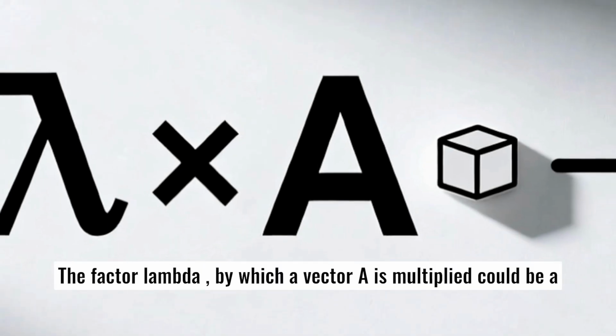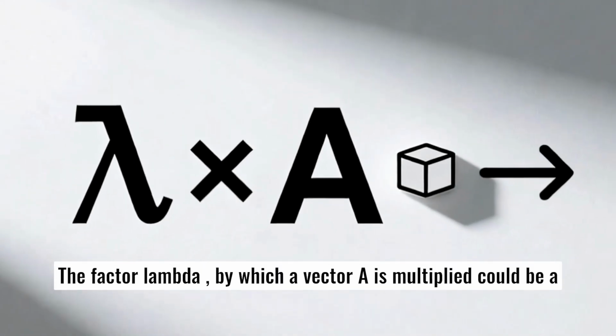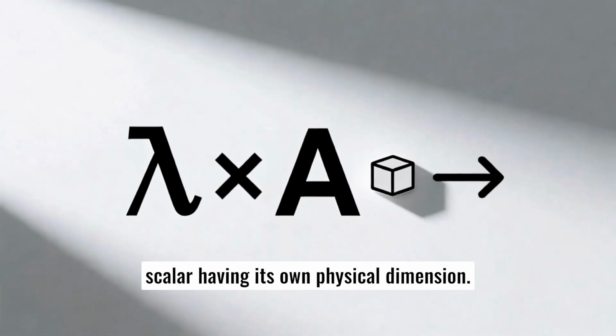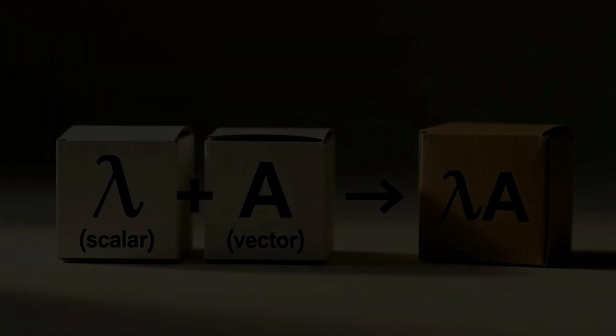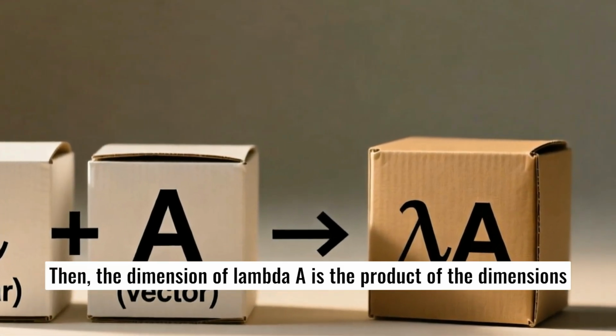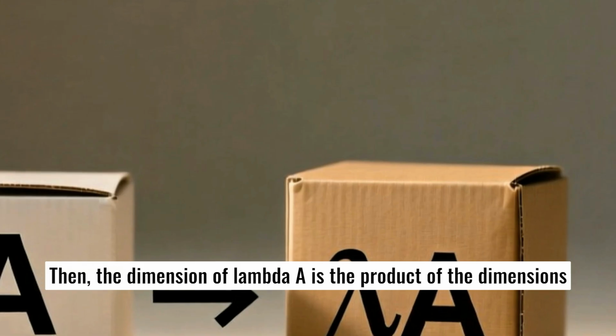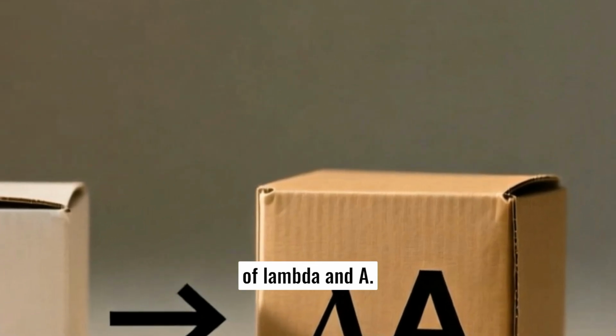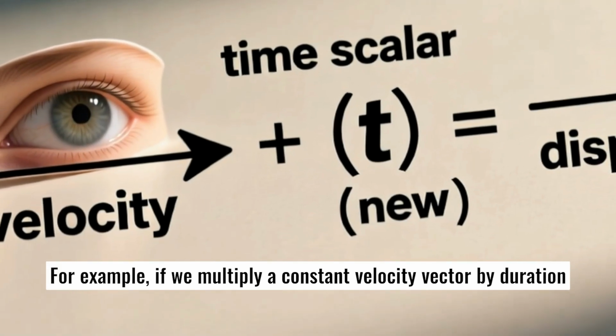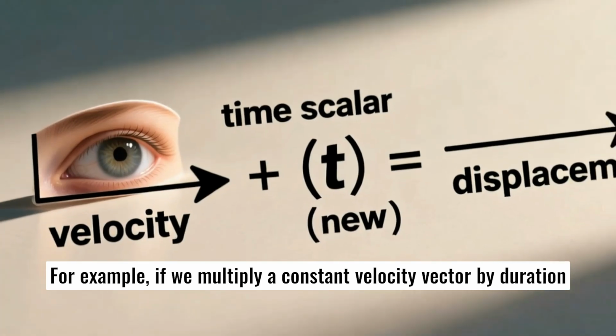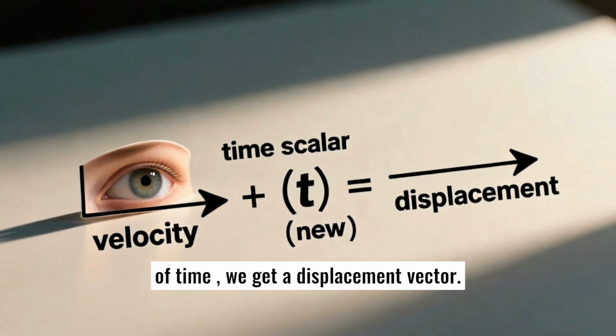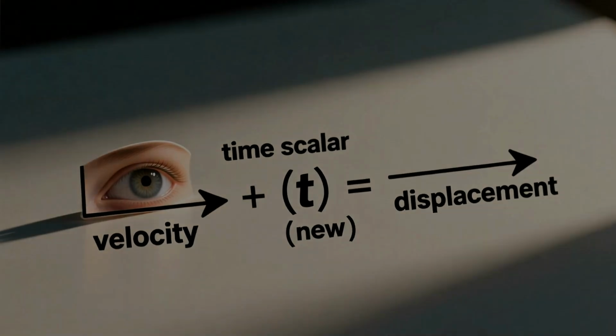The factor lambda, by which a vector A is multiplied, could be a scalar having its own physical dimension. Then, the dimension of lambda A is the product of the dimensions of lambda and A. For example, if we multiply a constant velocity vector by duration of time, we get a displacement vector.